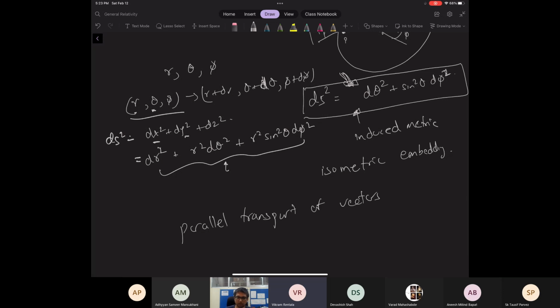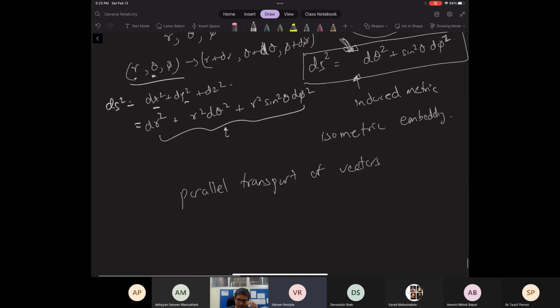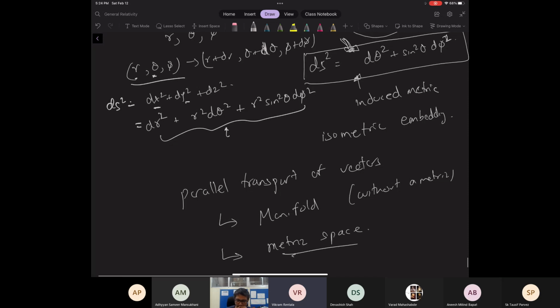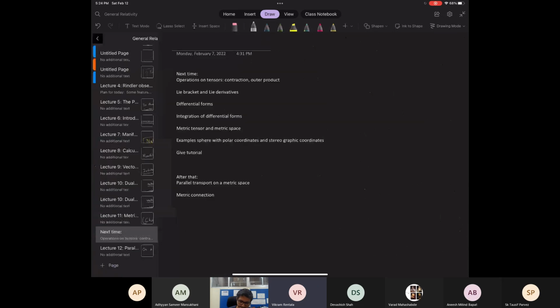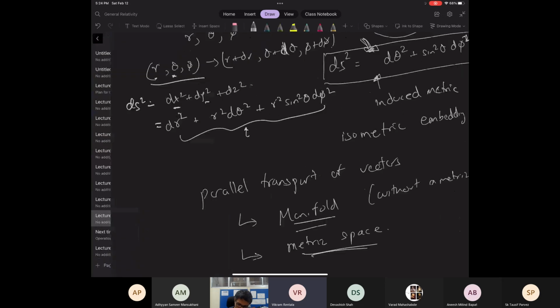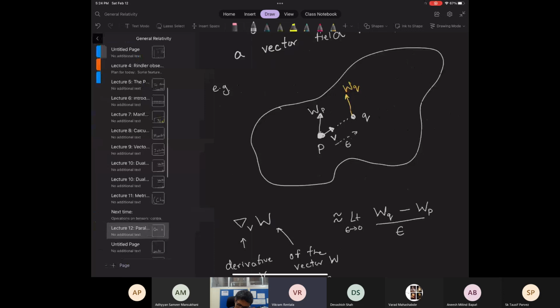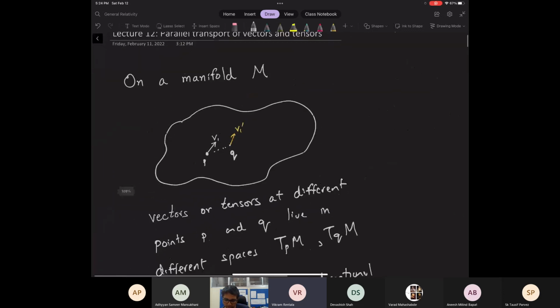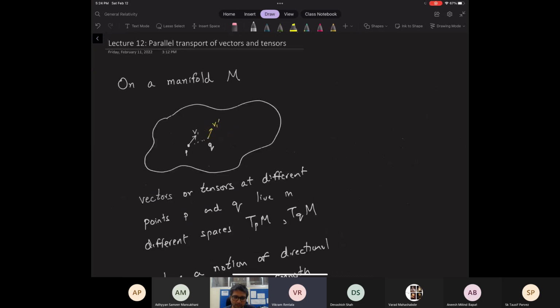Before we talk about parallel transport on a metric space, we'll talk about parallel transport of vectors first on a manifold, that is, on a manifold without a metric. Then we'll discuss the specific case of a metric space. Once you have a metric, then there's a particular special way in which you can move vectors from one point to another. So that's what we'll discuss next. I'll just start it and then we'll continue the discussion next time.